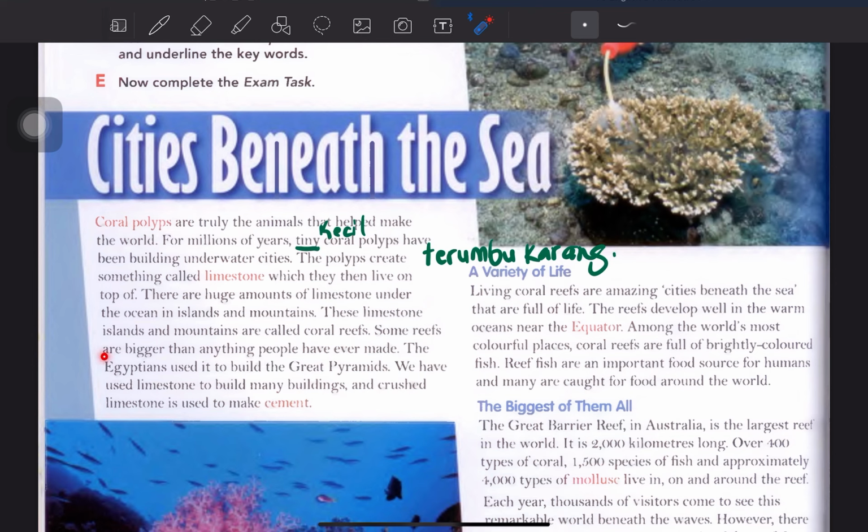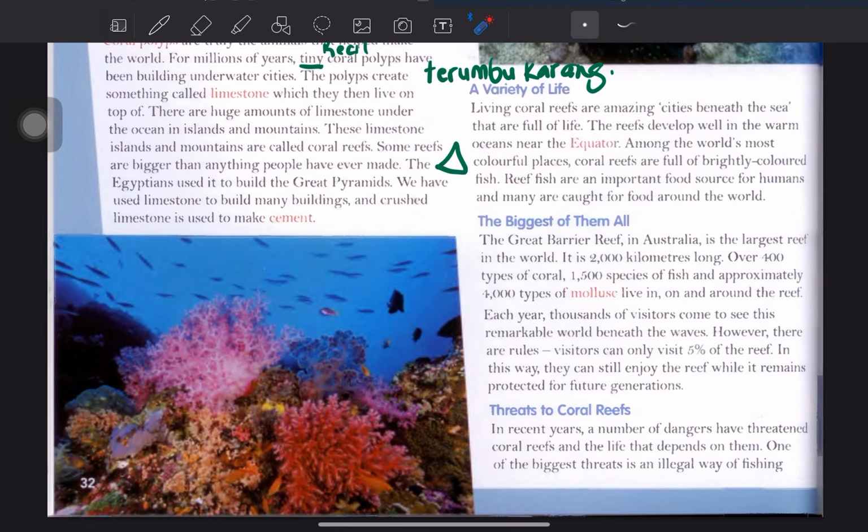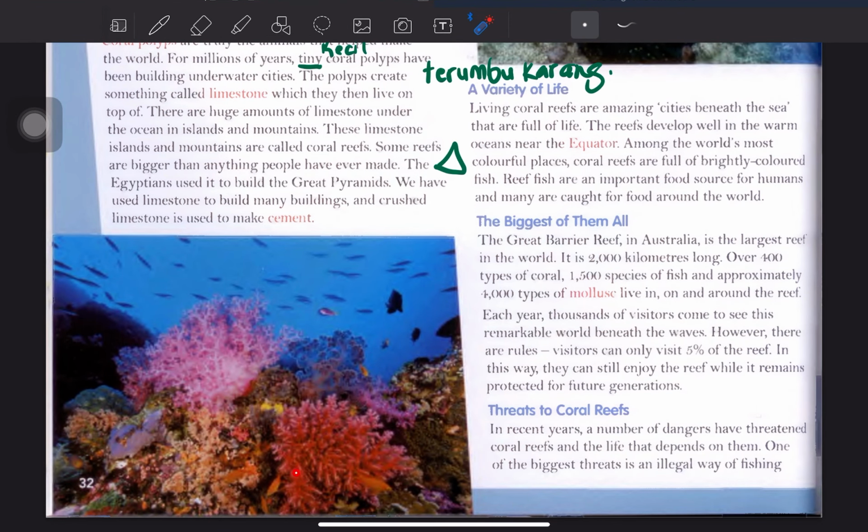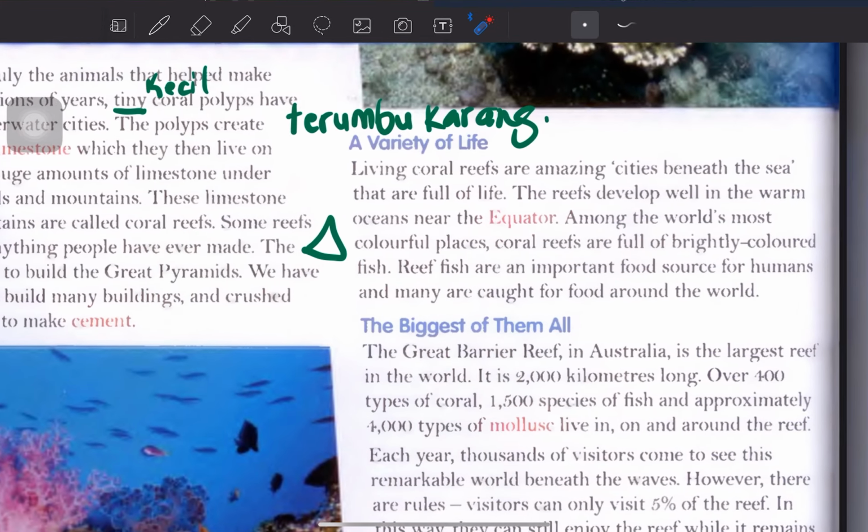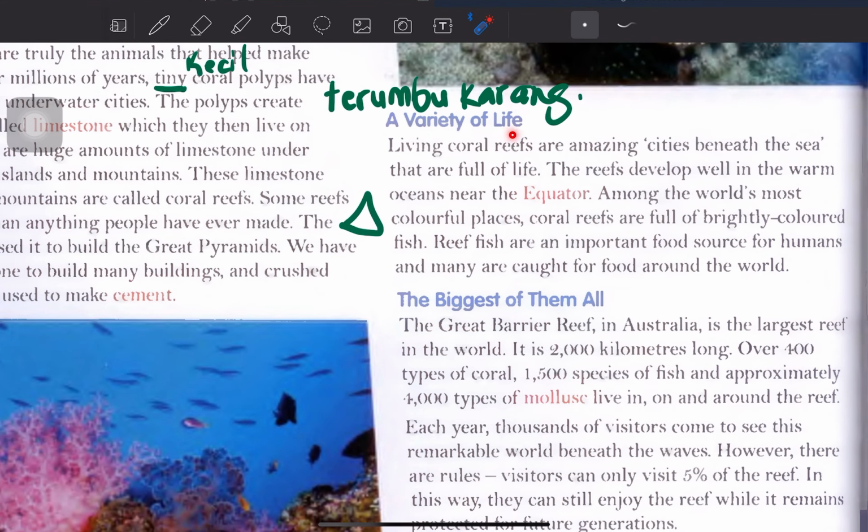Some reefs are bigger than anything people have ever made. The Egyptians used limestone to build the Great Pyramids. You know pyramids? I'm sure you know the triangle thing. We have used limestone to build many buildings, and crushed limestone is used to make cement. See, you look at the beautiful coral reef here, terumbu karang, sangat cantik. Next. A variety of life, kepelbagaian hidupan.